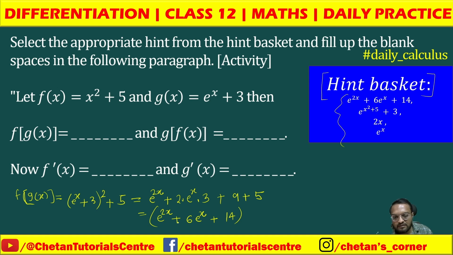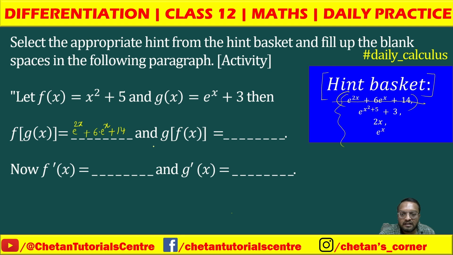Now let's verify this from the hints given in the hint basket. So e raised to 2x plus 6 e raised to x plus 14. So we have got this term. So I will scratch it out and I will write it over here for an easy understanding. So e raised to 2x plus 6 e raised to x plus 14. I hope you have understood this.